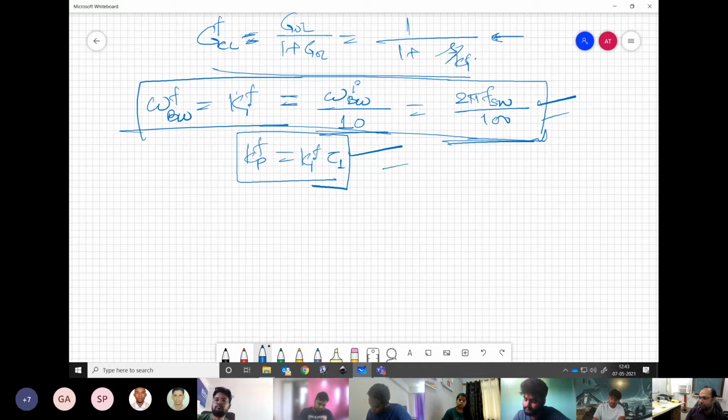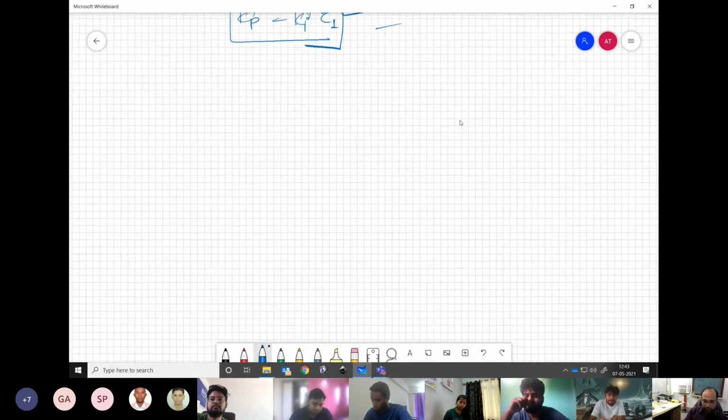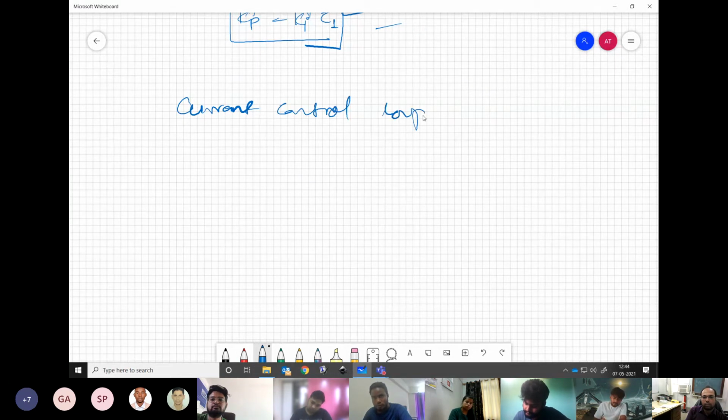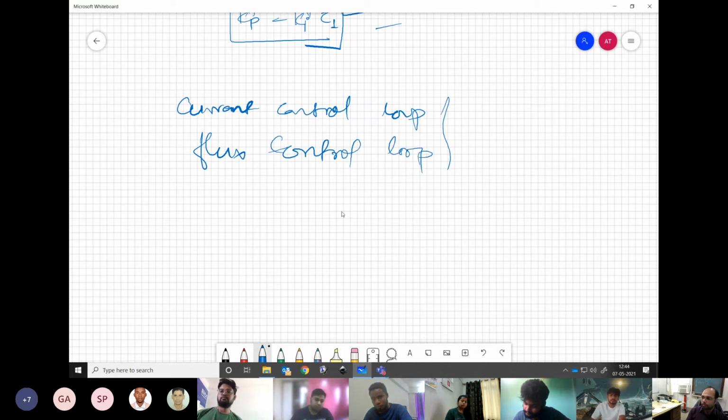Yes or no? Yes, sir. Yes, sir. Gopal? Yes, sir. Yes, sir. Good. Yes, sir. So then we have completed our design for the current control loop. And flux control loop. Now what is remaining? It's speed control. Speed control, sir.